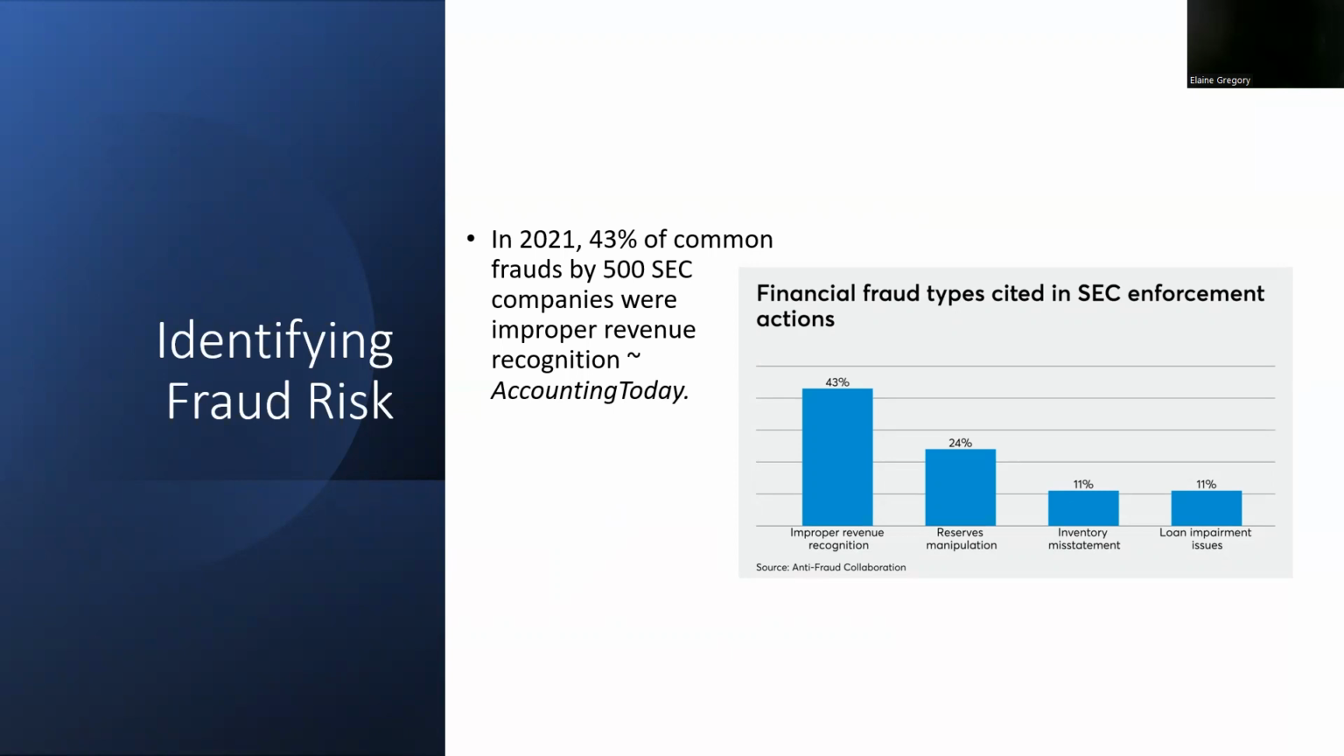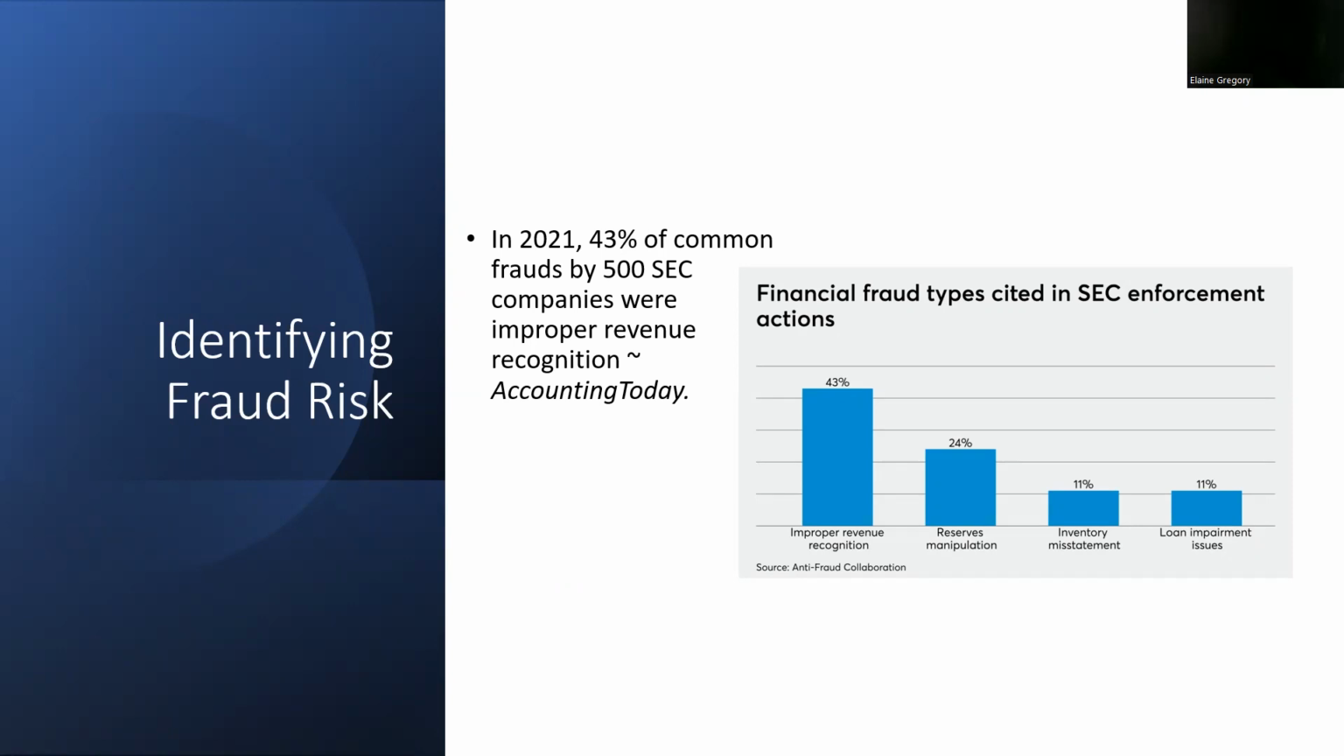SEC enforcement actions are, again, those actions that are against publicly traded companies. 43% of the financial frauds that were going on was improper revenue recognition. This is a huge, huge audit alert for us, compared to having reserves be manipulated, or having inventory misstatement, or having loan impairment issues going on. Improper revenue recognition is really hitting the highlight.